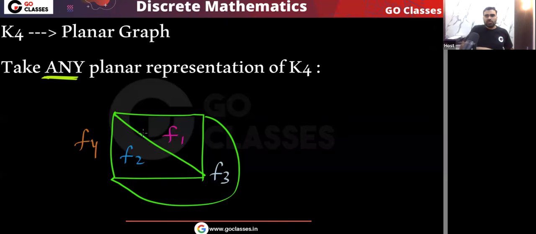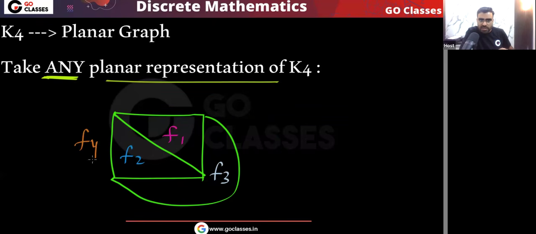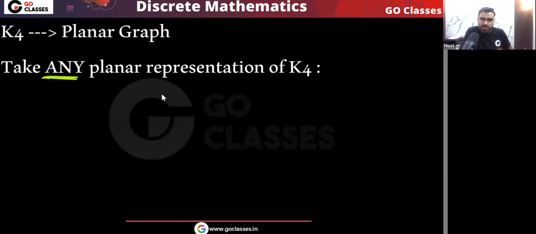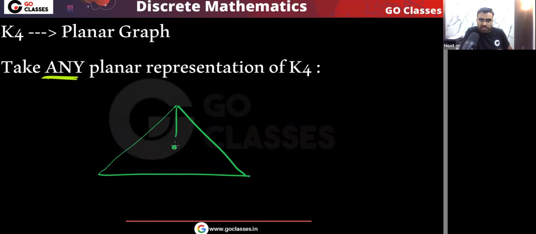Is this clear? So this is the definition of face. I hope you understood this idea. So these are the faces. In this planar representation, there are 4 faces. Is this point clear? Now let's see another planar representation of K4. Because K4 has many planar representations, I can consider this planar representation. This is also K4. This is also a planar representation.